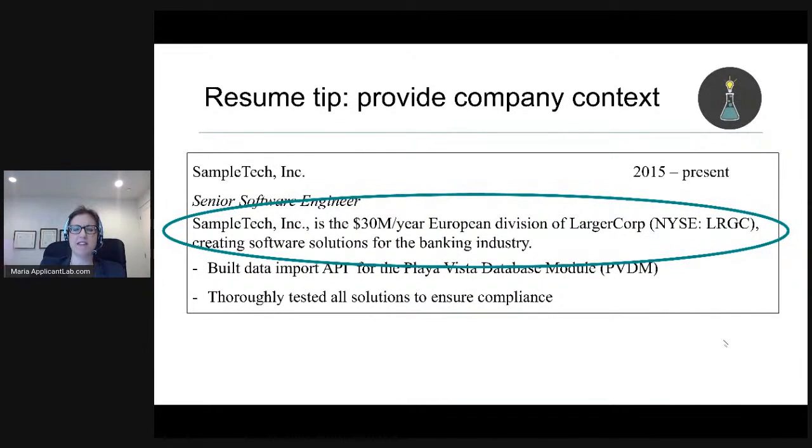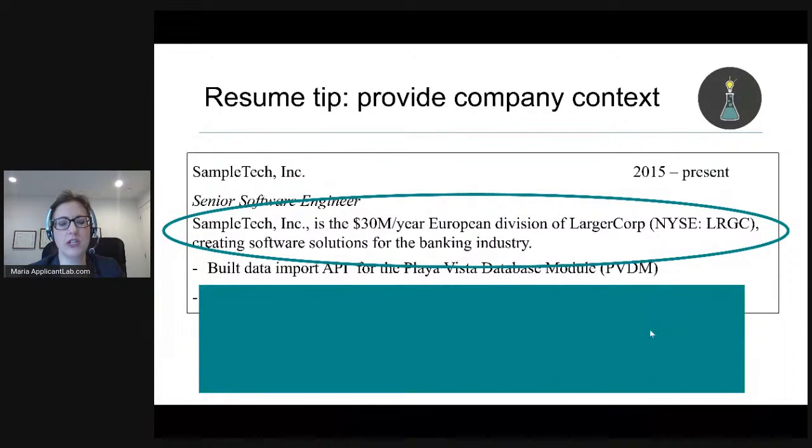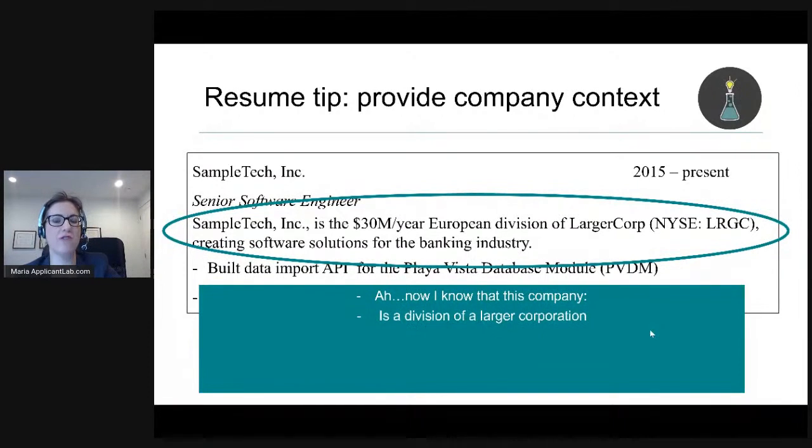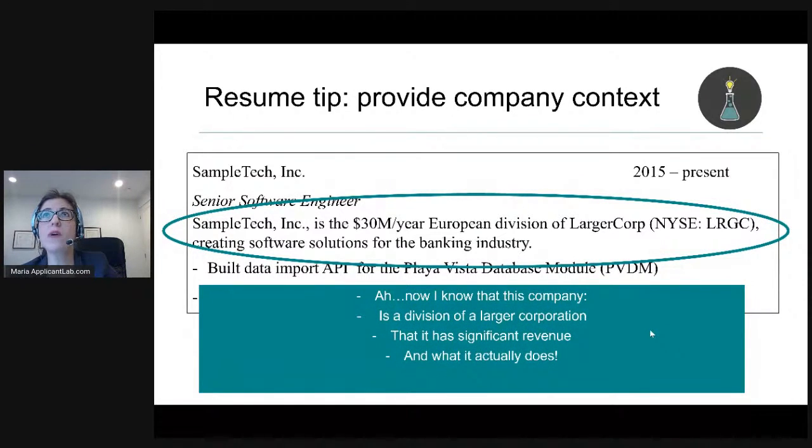So how can we fix this? Our applicant here could fix this by saying something like the following, right underneath her title. I want you to put something like, Sample Tech Inc. is the $30 million European division of Larger Corp, which is in fact a publicly traded company, and it creates software solutions for the banking industry. Now, why did I have her include the information about the banking industry? Well, by adding this line into the resume, I now know that this company is a division of a larger corporation. It has pretty significant revenue. It's not a small potatoes thing. And I know what it actually does.